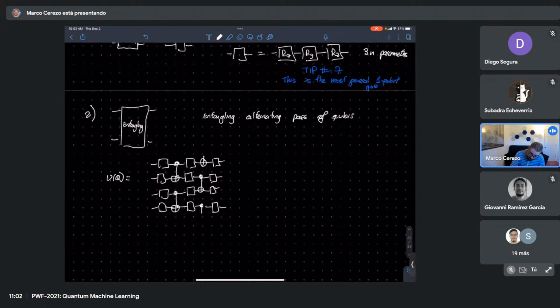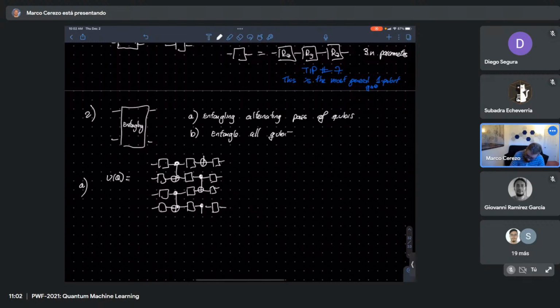We can also do, this is A, entangle all qubits per layer. So here, of course, what this has is that I'm just entangling locally. First, I entangle the first qubit and the second, then the second and the third. And it's only after that I do an entangling gate between 2 and 3, right? So here you can see that we put a bunch of parameters in between entangling gates.